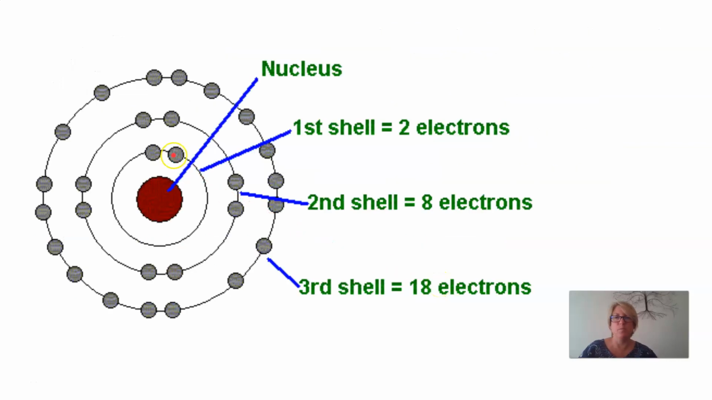And here is an example. Here we have the nucleus in the middle. Here is our first shell, and you will notice it's got 2 electrons. Here is our second shell, and that's got 1, 2, 3, 4, 5, 6, 7, 8 electrons. And then here is our third shell, and if you go around, you will see that it has 18 electrons.